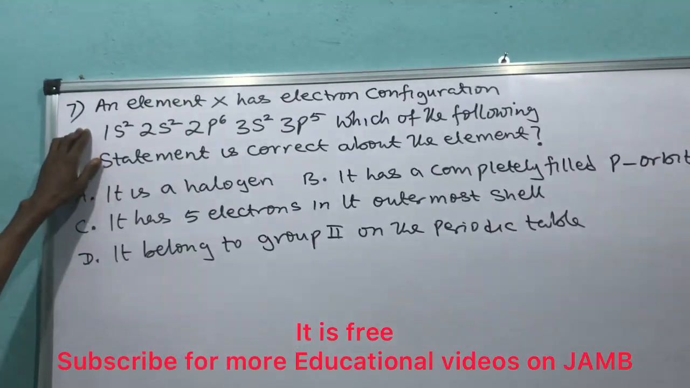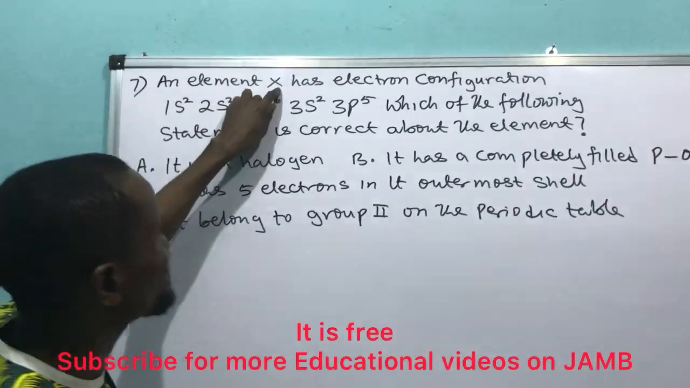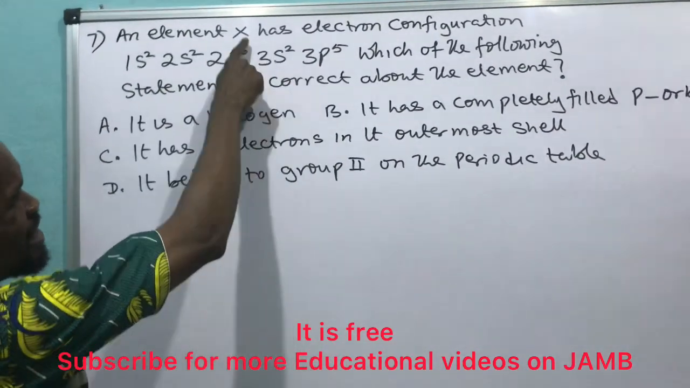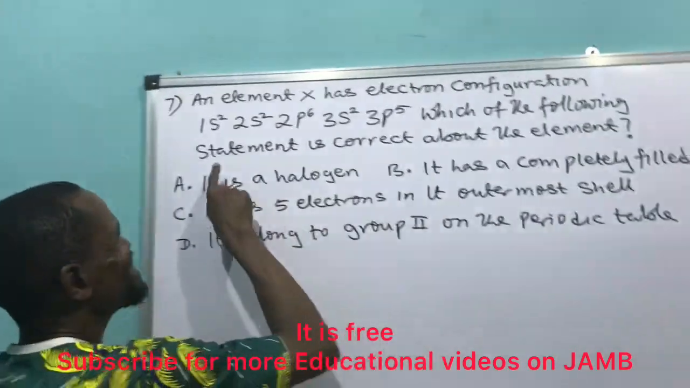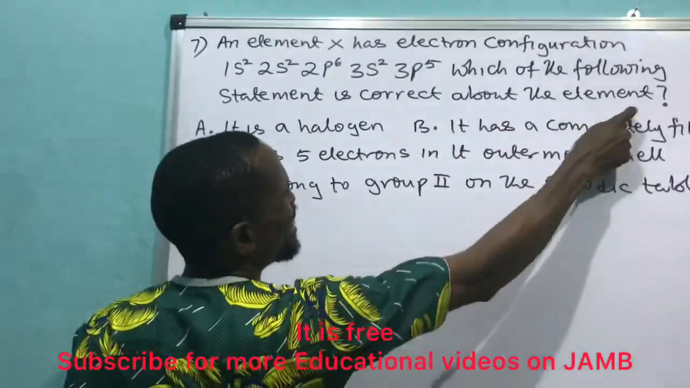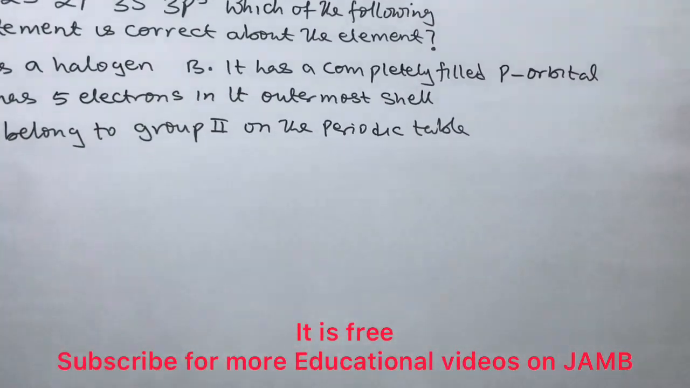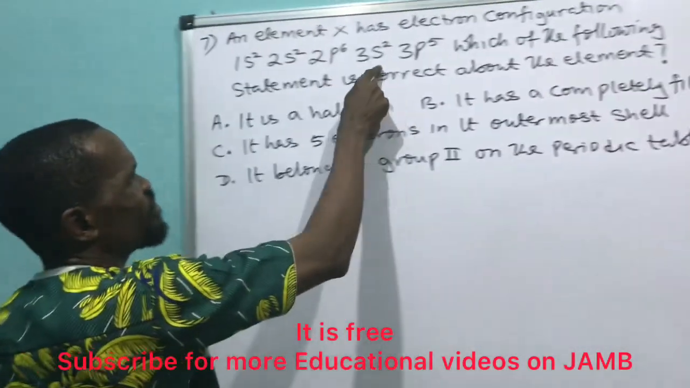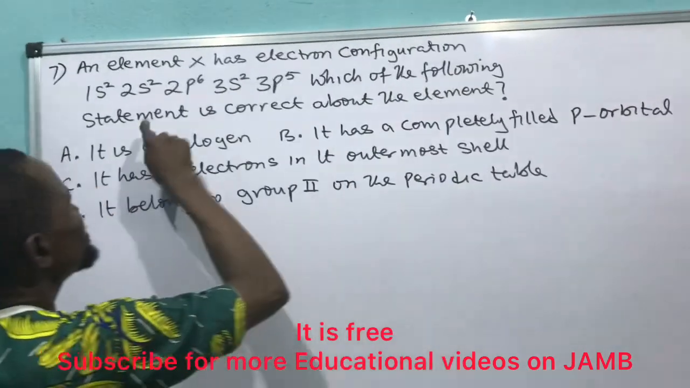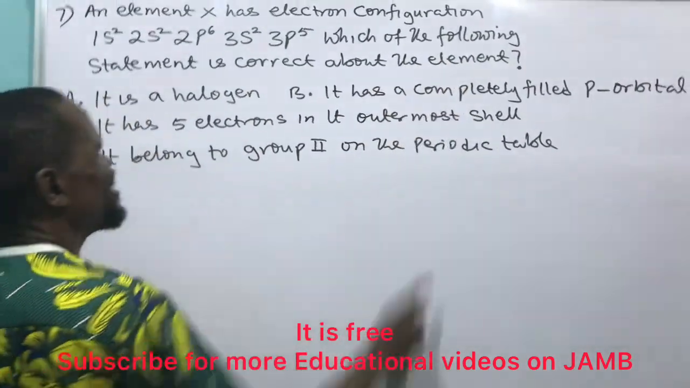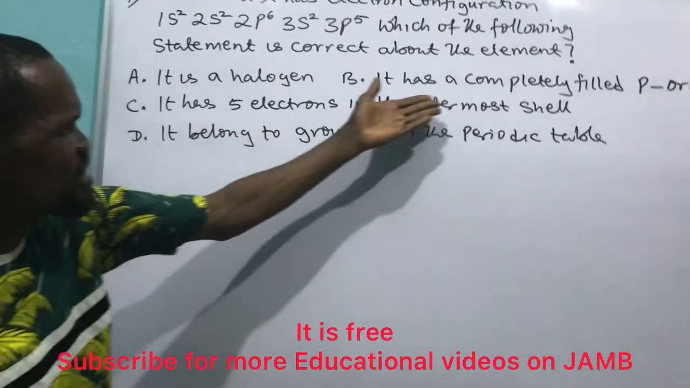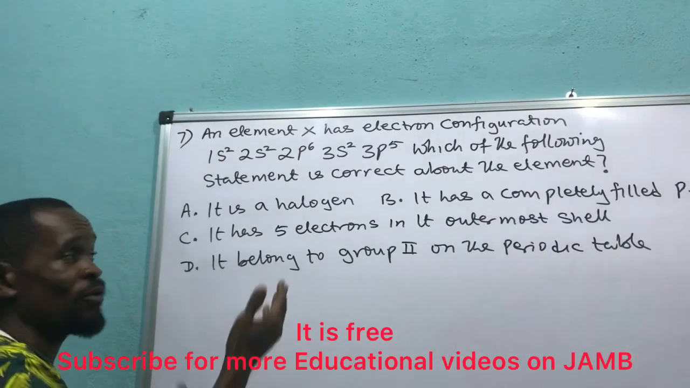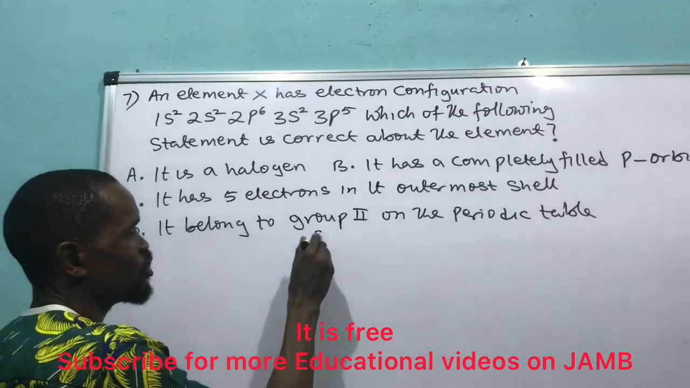That's question number 7. Question number 7 said an element X has electron configuration. Look at the configuration of that element X. Which of the following statements is correct about the element? Look at the options there. I don't need to worry myself over the options. I have to go to the solution before I will know which one is the correct option.